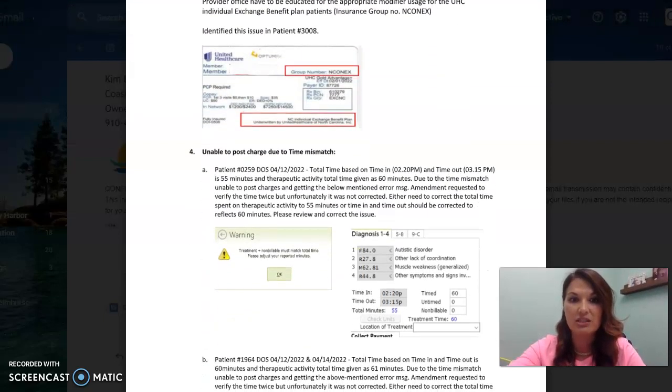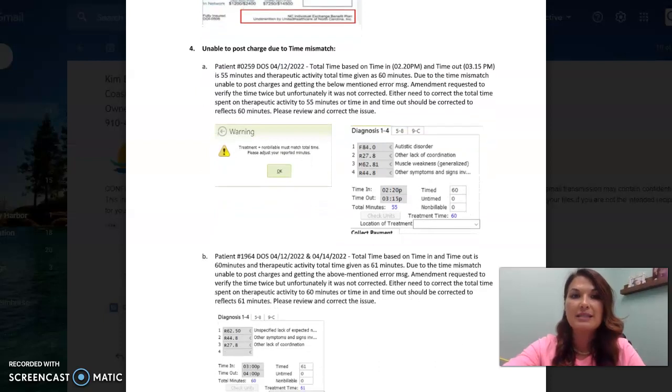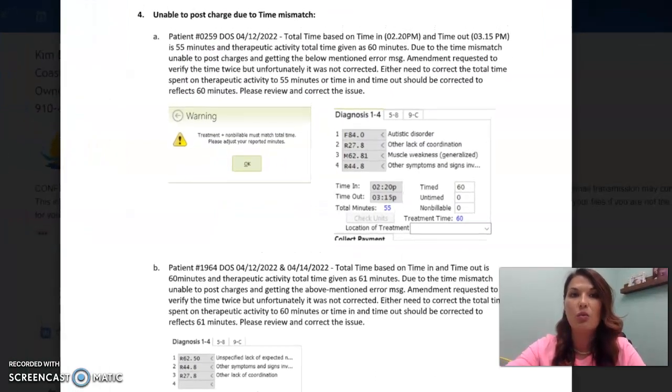Okay, so that's why, again, I'm going to do this so you don't stress out over just half a dozen patients. The last thing we need to talk about is we cannot post some of these charges because the times are not matching. Whenever you put in your time, look here, the time in is 2:20, the timeout is 3:15, so that's 55 minutes. I understand that when you roll over the CPT code, it automatically gives you 60 minutes for 4 units or 45 minutes for 3 units and so on.